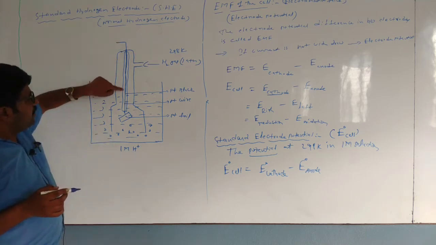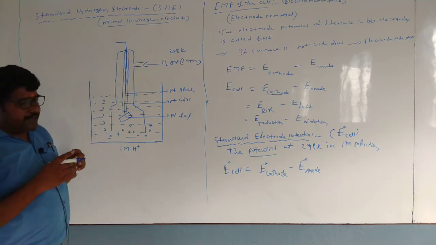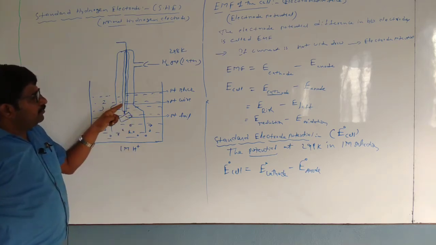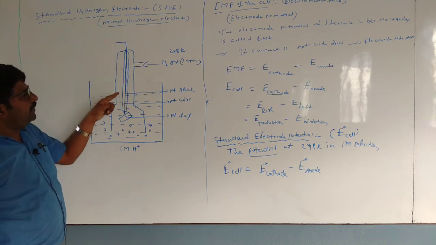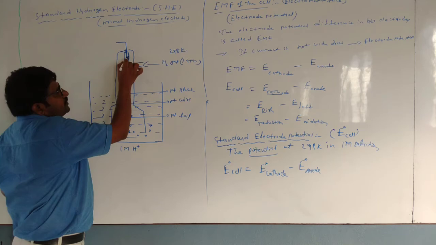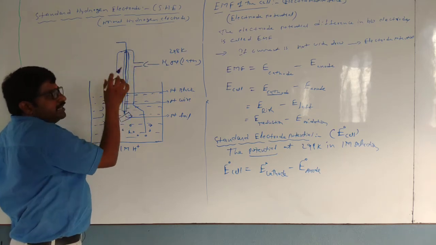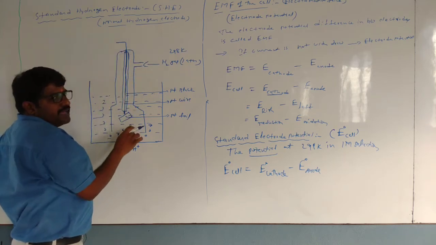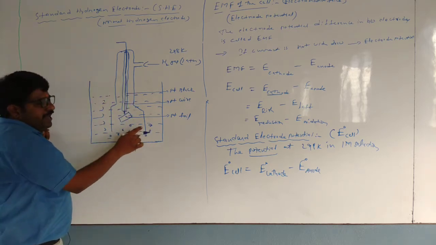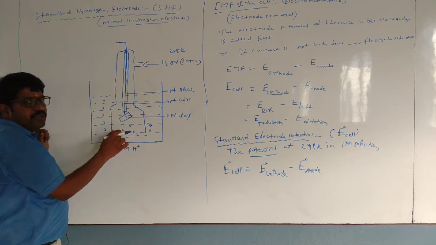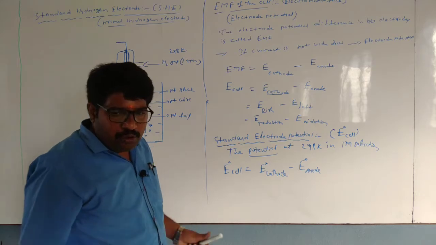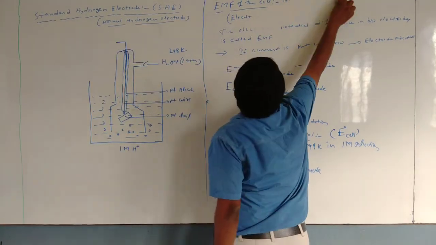So what is the construction? Platinum wire is connected with platinum foil at the end side. This platinum wire is coated with platinum black, and this platinum black is sealed with one glass tube. This is dipped in one beaker. The beaker has 1 molar concentration of acid. Now, how is it working?